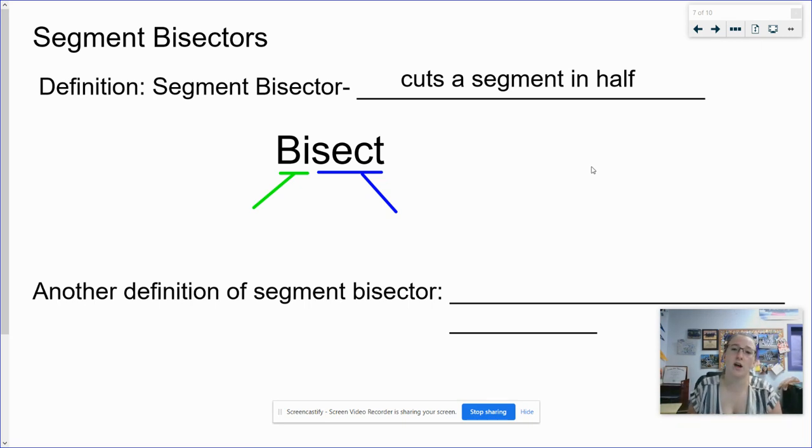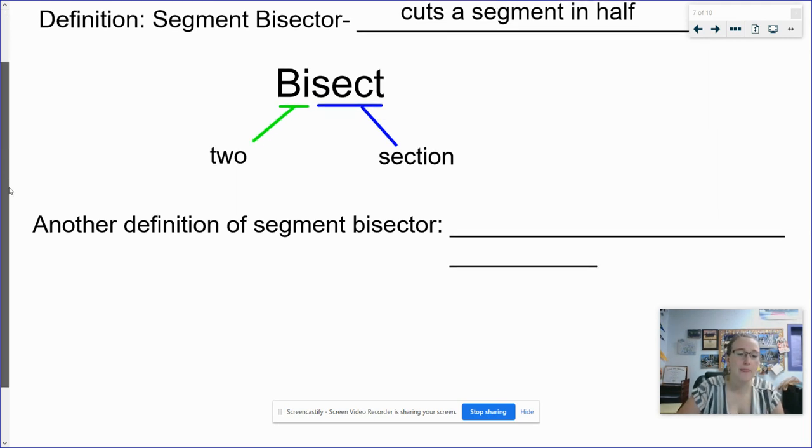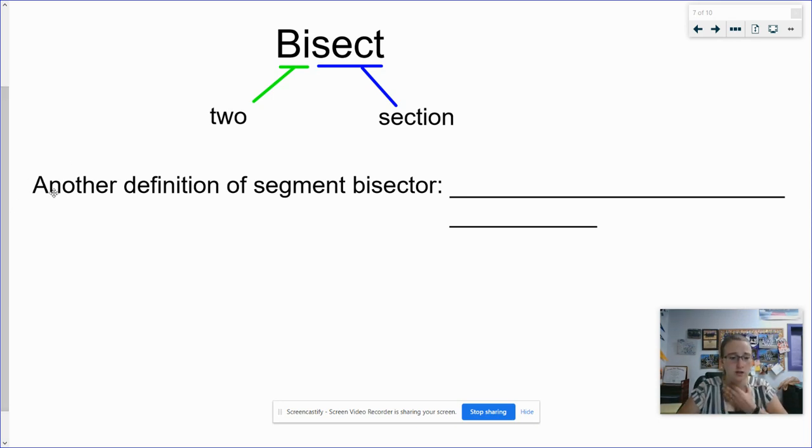Now, hopefully this makes sense also why segment bisector means that it cuts a segment in half. Because bi, like bicycle and all of those other words, means two. It's called a bicycle because it has two wheels. And sect comes from the word section. So bisect means two sections. That's what it means.